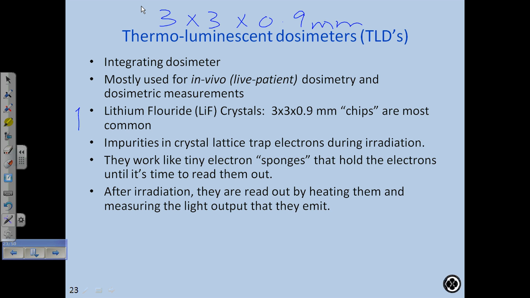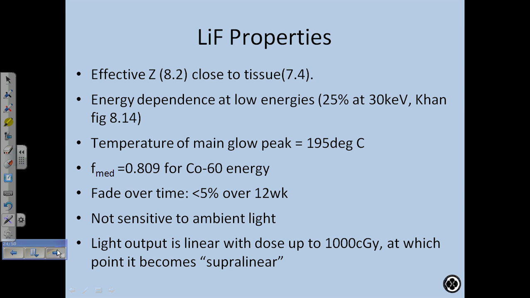Okay, some properties. Effective Z is close to tissue, 8.2 versus 7, so that's great. Energy dependence at low energies: there's a 25% energy dependence at 30 keV, which is kind of low. For radiation therapy, it doesn't really affect us. The temperature of the main glow peak, and I'll talk about glow peaks in a minute, is 195 degrees C.